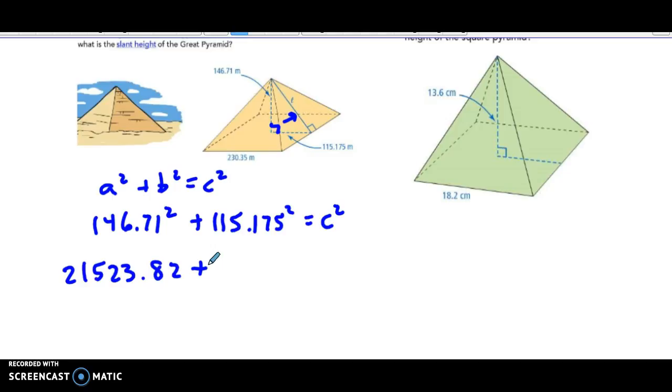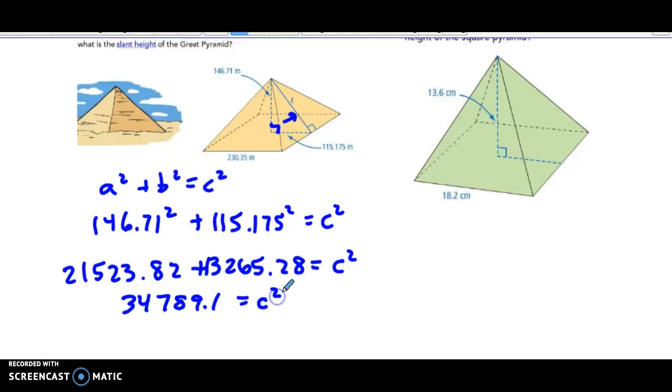And when I take 115 and 175 thousandths and square it, I get 13,265.280, and it keeps going. So I'm going to round to the nearest hundredth. And now I can add those. And that gives me 34,789 and 1/10. And that equals c squared.